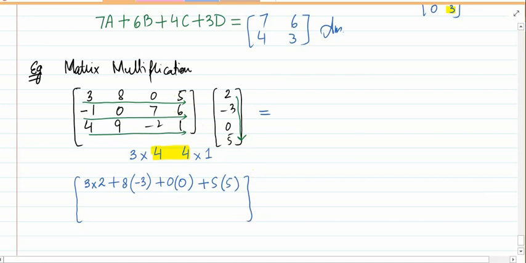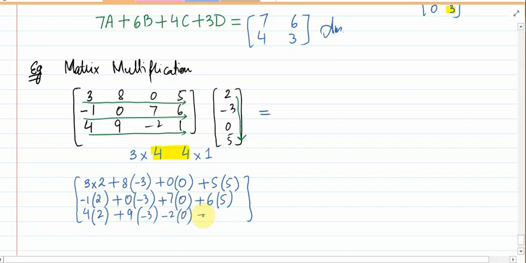The second one: minus 1 multiplies with 2, plus now we are standing at 0, 0 multiplies with negative 3, plus now we are at 7, 7 multiplies with 0, plus now we are standing at 6, the last stop, that will multiply with 5, right? The last one: 4 multiplies with 2, plus we are standing on 9, 9 multiplies with negative 3, minus 2 multiplies with 0, and the last stop, 1 multiplies with 5.